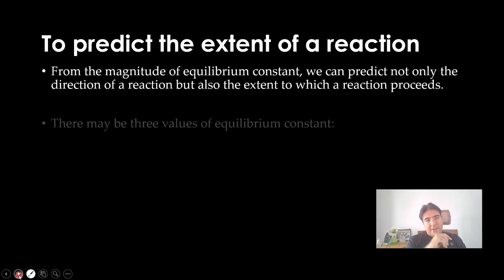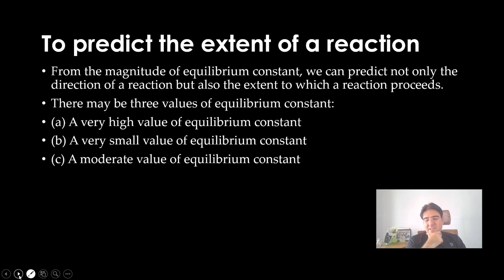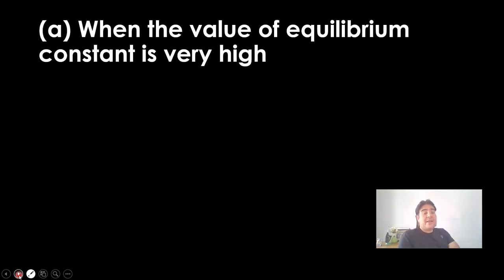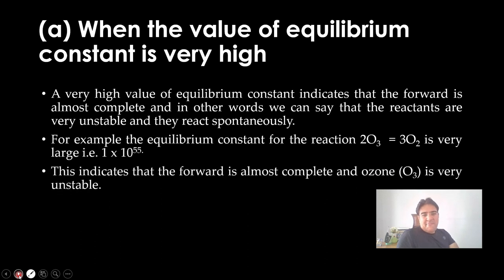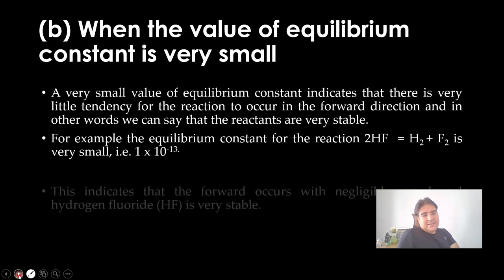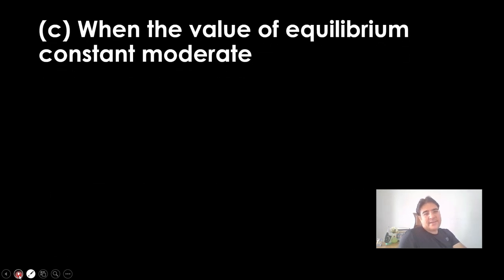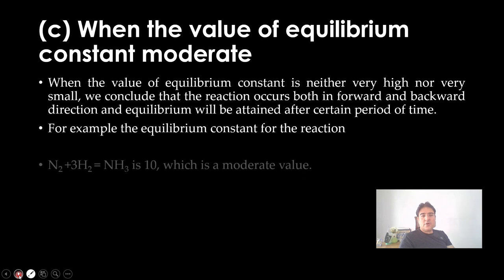And a larger value of Kc means more products, unstable reactants. A very small value of Kc means very stable reactants and very little product. But the normal values of Kc are very moderate. I'm doing it quickly because we have done all these slides. We have learned all these topics already.